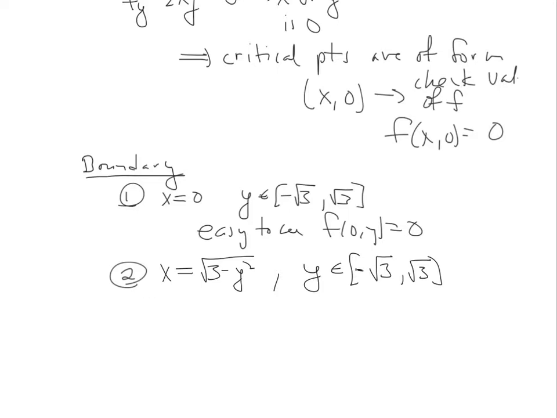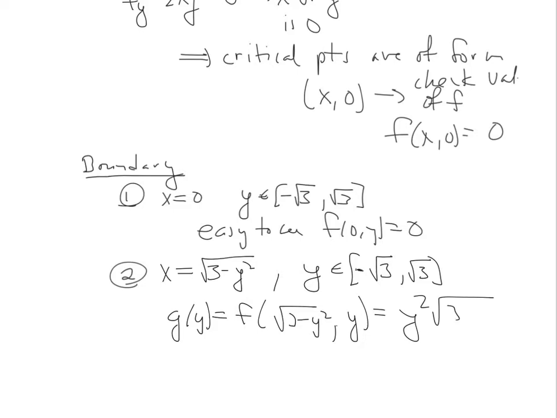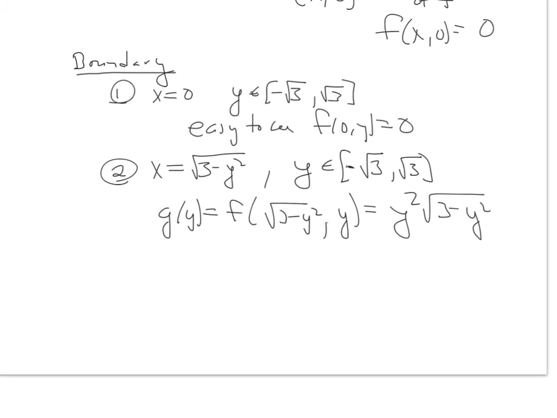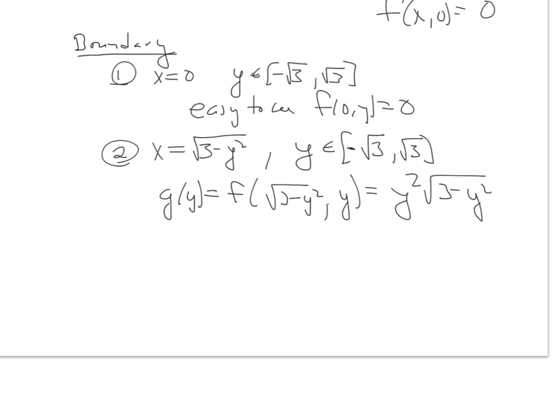And so now I substitute in, right? So I get this function, which I'll call g of y. This is going to be f evaluated at the square root of 3 minus y squared, comma y, right? And so what is this? This is y squared times the square root of 3 minus y squared. Okay, and so now I want to do the calc 1 problem where I'm optimizing this function g of y on this interval negative root 3 to root 3, right?